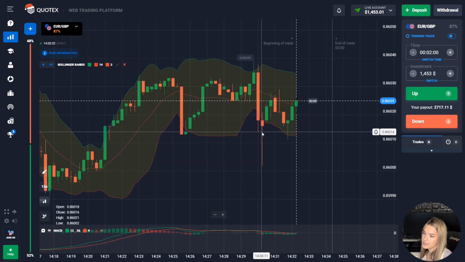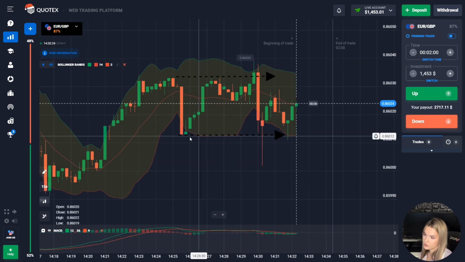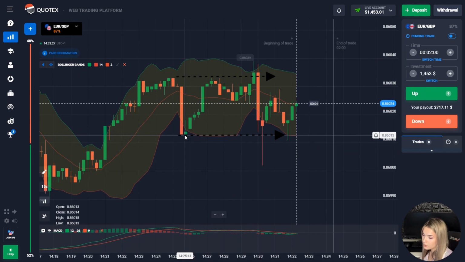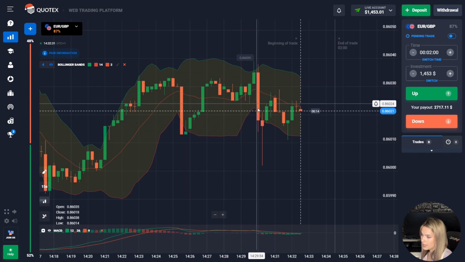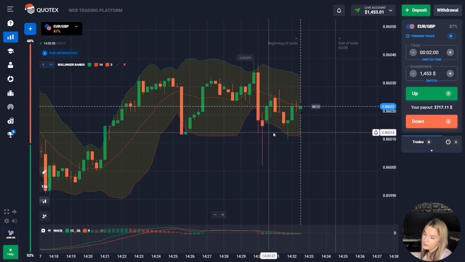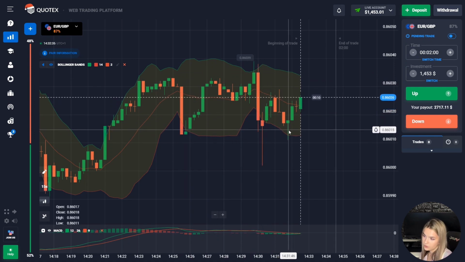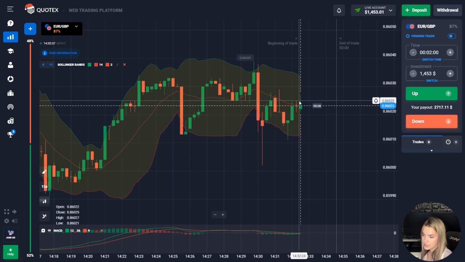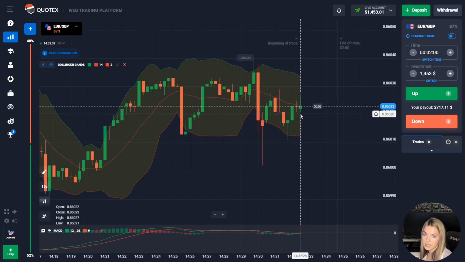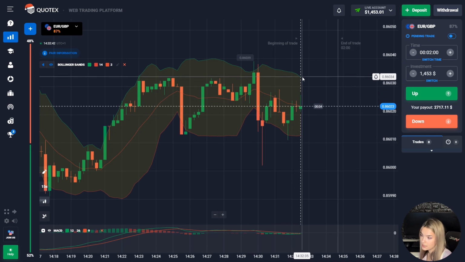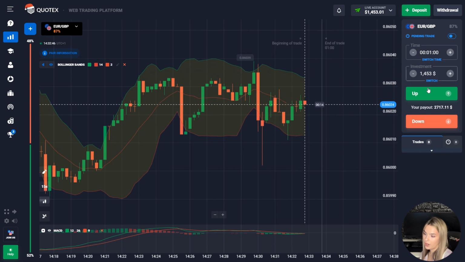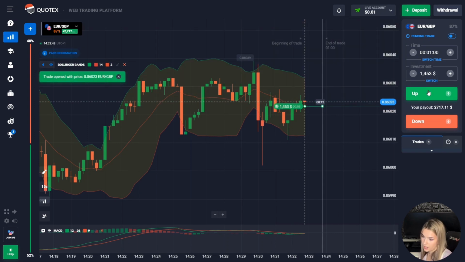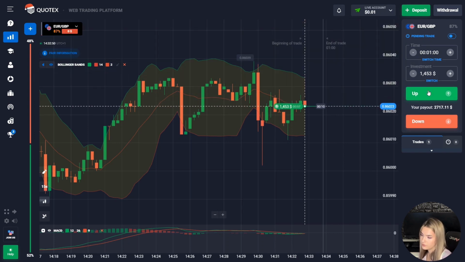As you can see, the price came to the sideways, the boundaries of which are quite clearly worked out. Since the MACD on the indicator doesn't move significantly, we will focus only on the Bollinger indicator. And since the price is in the sideways and has already tested the lower limit, I will open a deal up to the upper limit. The transaction amount is $1,453. The time is 1 minute.